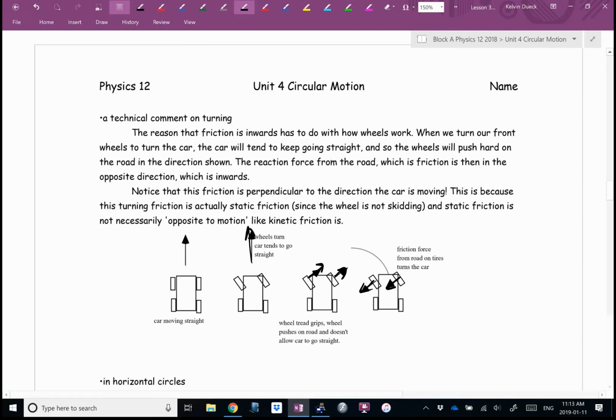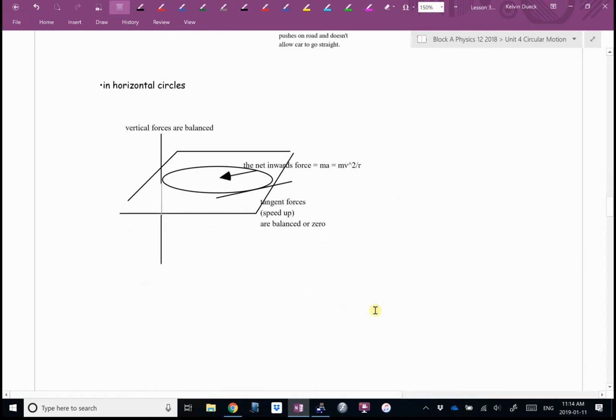So some physicists will say, okay, there is a centrifugal force pointing outwards, but it's on the road. Fine. I'm going to say, let's pretend it's not even a force. There's a force pointing inwards, and on the car itself, it's inertia. So in horizontal circles, the vertical forces are balanced. There's a net inwards force ma, and it's mv squared over r, or it's m4 pi squared r over t squared. And we're not speeding up or slowing down, unlike that string in the vertical circle where it slowed down at the top and sped up at the bottom.